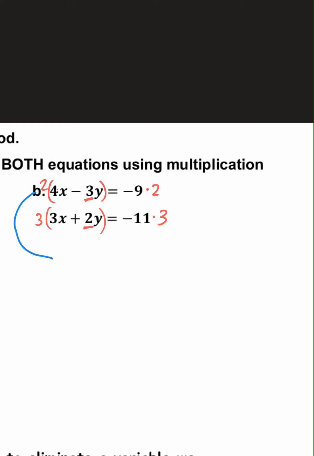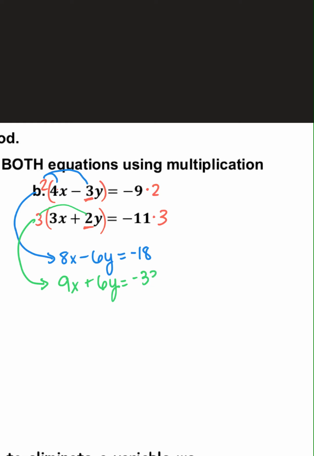So let's take this first one. 2 times 4x is 8x. 2 times negative 3y is negative 6y equals, and negative 9 times 2 is negative 18. Let's do the next one. 3 times 3 is 9x, and 3 times 2 is 6y equals, and negative 11 times 3 is negative 33.